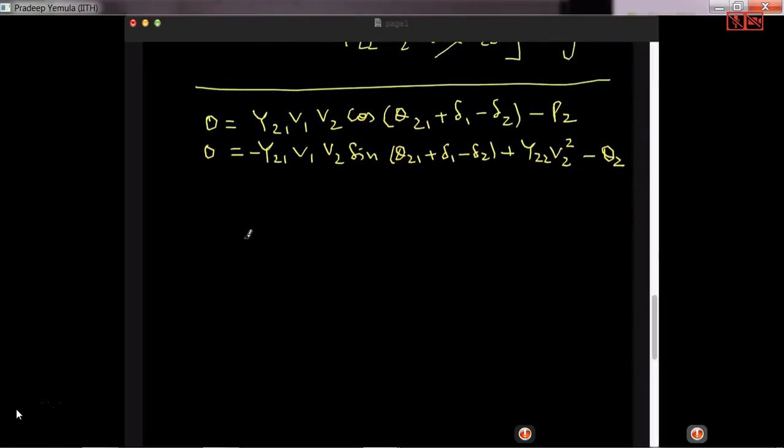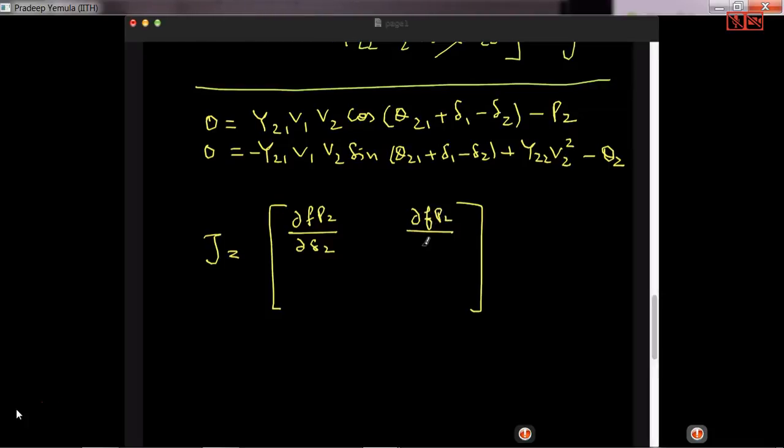To apply the Newton-Raphson method, I will have to find the Jacobian matrix. So what is the Jacobian matrix? I have two functions. So first function and then first variable. So it is differentiation of my P2 function with respect to delta 2. Similarly, differentiation of my function with the other variable, that is differentiation with respect to V2.